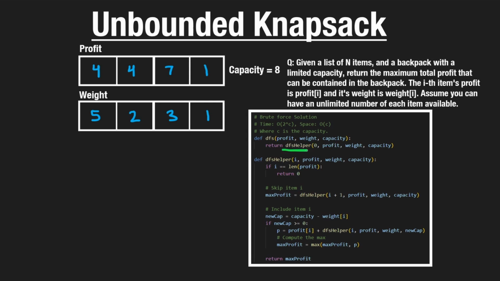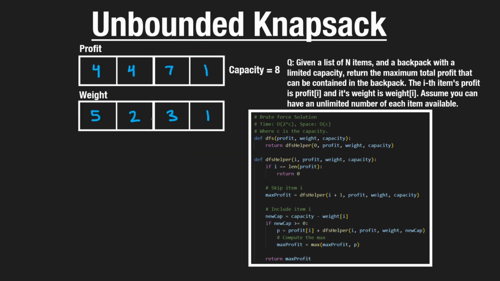We have our DFS helper just like last time where we add a variable to keep track of which index we're currently at. The base case is where we get out of bounds of the array, in which case we would return 0. We have still 2 choices. We can choose to skip the first item. If we skip it, we're going to simply call DFS on I+1, keeping the rest of these the same because that's our subproblem in this case.